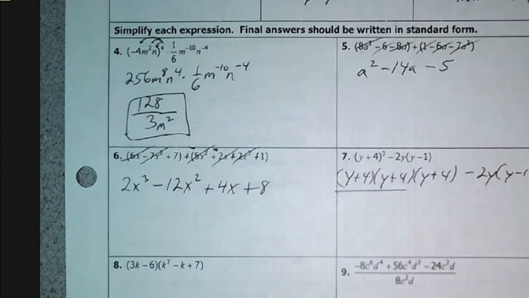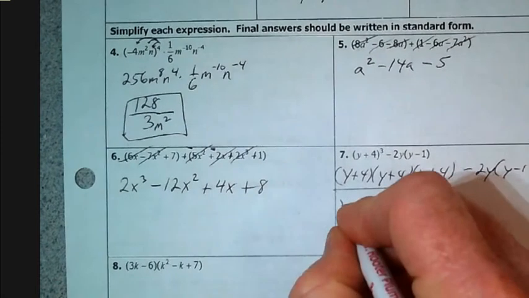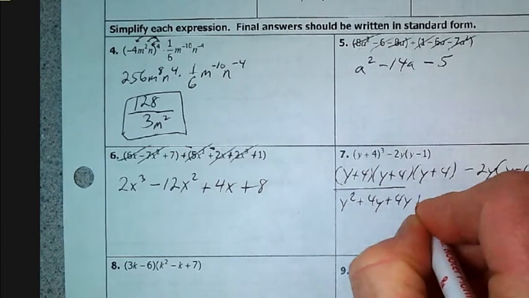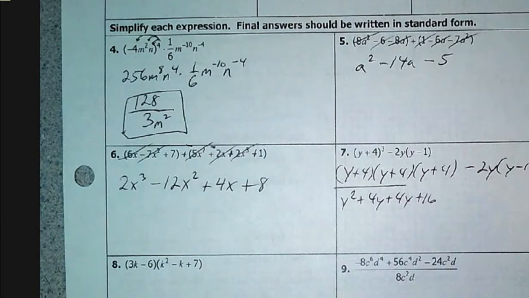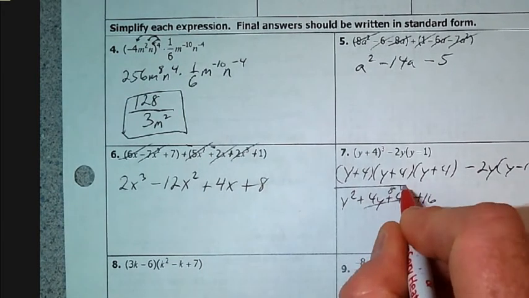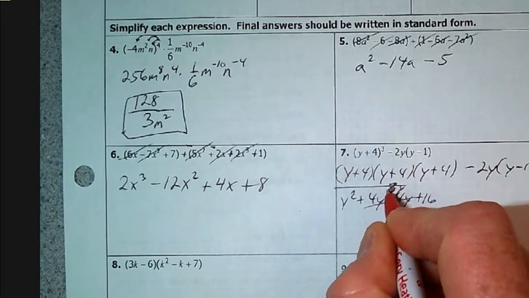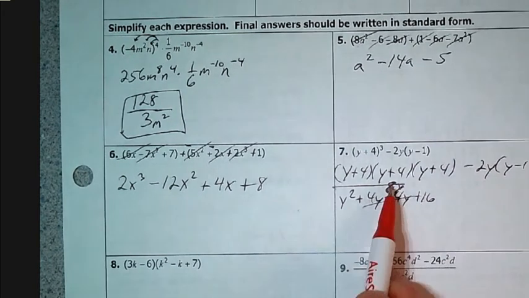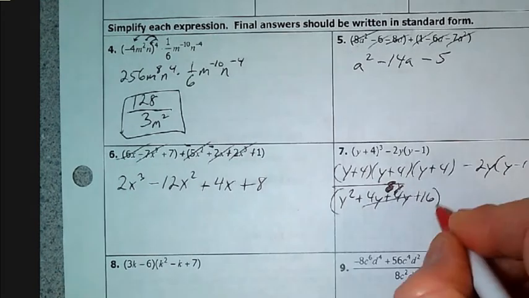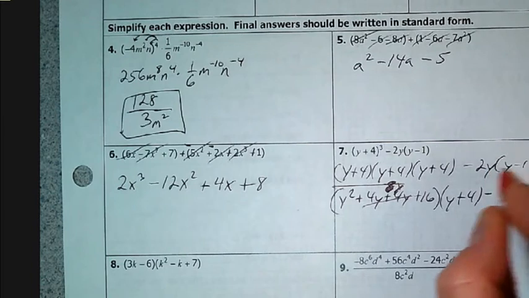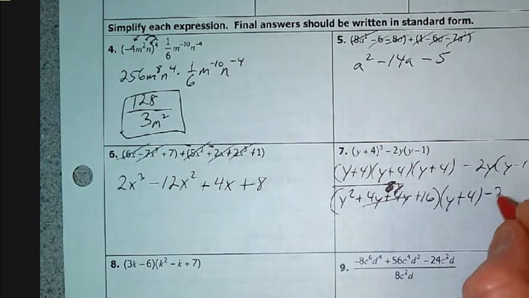So when we multiply these first 2, that gives us y squared plus 4y plus 4y plus 16. That becomes y squared plus 8y plus 16. I just combined those 4y's and gave us 8y. That gets multiplied to y plus 4. And then you can go ahead and simplify this. It would be negative 2y squared plus 2y.